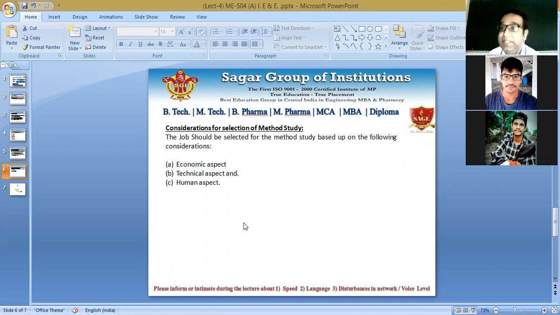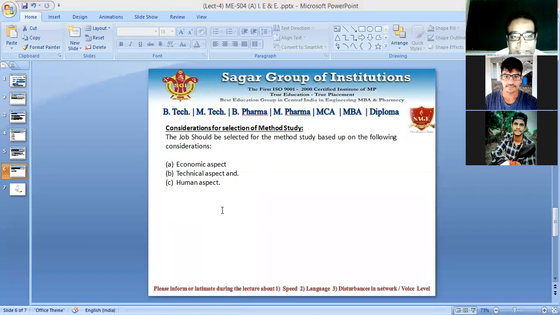Then we'll go for the technical aspects like production, raw material, processes, scrap, and all the cost calculations. Then we'll go for the human aspect, because the human power or the manpower is quite required in the form of operator and the labor. So we'll go one by one through the aspects. First one is the economic aspect.